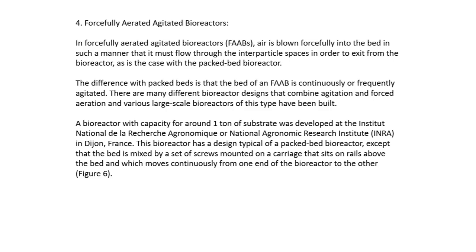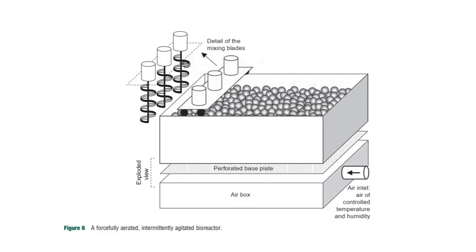A bioreactor with a capacity of around 1 ton of substrate was developed at the INRE Institute in France. The bioreactor has a design typical of a packed bed bioreactor, except the bed is mixed by a set of screws mounted on a carriage that sits on a rail above the bed and moves horizontally, continuously from one end to the other. Just now I explained this type. This one will move horizontally, and at the same time these screw type mixing blades will mix inside. So vertical mixing and also horizontal mixing are possible. This is a very famous type.